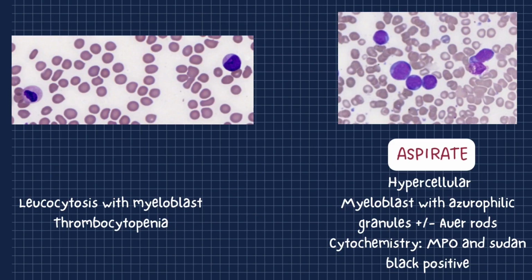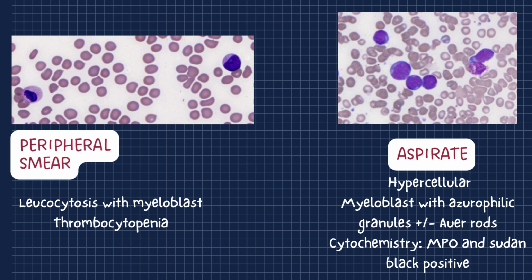On the peripheral blood film, you will see myeloblasts, which are immature cells with large nuclei and prominent nucleoli with variable amount of cytoplasm. The nuclear to cytoplasmic ratio and morphology vary depending on the maturity of the cell. Auer rods, which are pathognomonic of myeloblasts, occur only in AML.